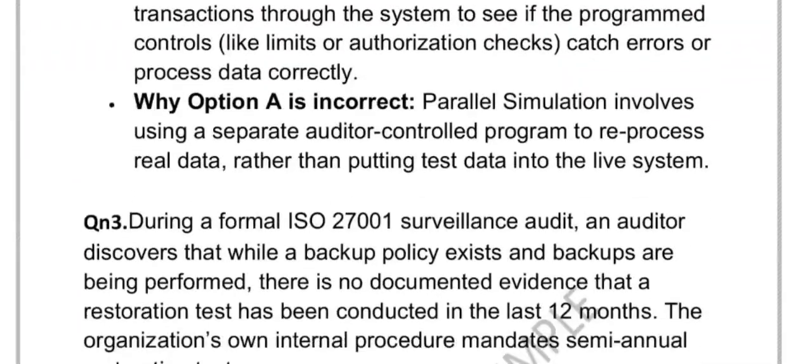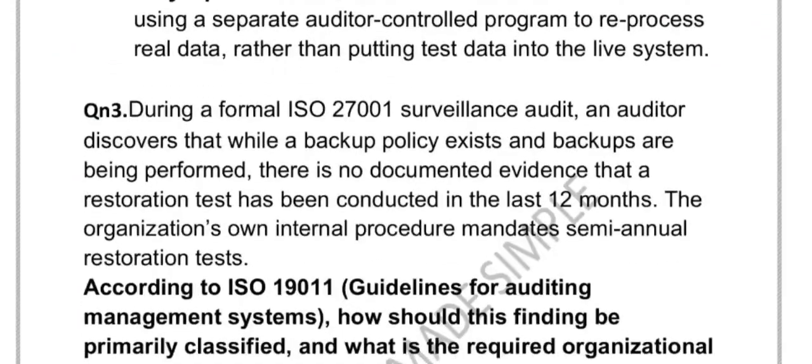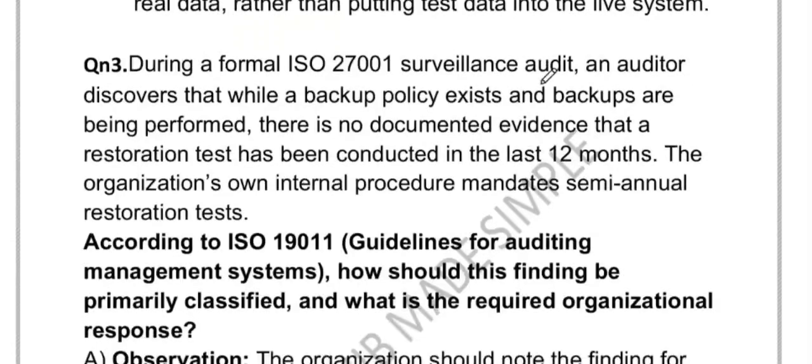Now let's switch our focus to question number 3. This is a very good question related to ISO 27001. Friends, question number 3 says, they are asking, during a formal ISO 27001 surveillance audit, what happened? A backup policy exists, and backups are actually being taken. Backups are being performed, but there is no evidence that backup restoration testing was done during the last 12 months. There is no document evidencing that a restoration test has been conducted in the last 12 months, right?